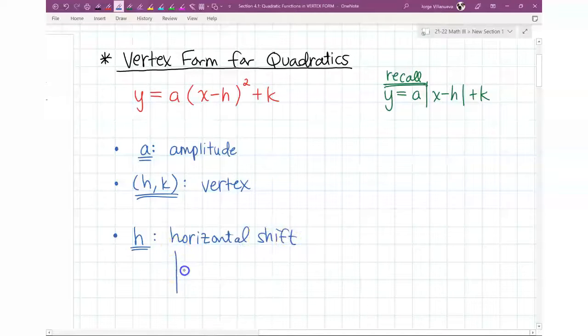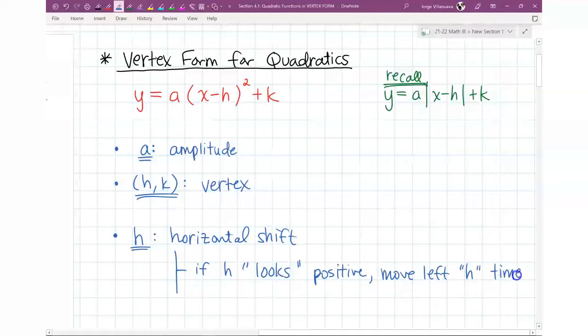Now, I don't know if you guys remember this, but I told you guys that h always lies to you. If it says -2, that really is a +2 where the h is. If the h says a +5, it really means -5. It always lies to you. So it looks different, right? So if h looks positive, move left h times.